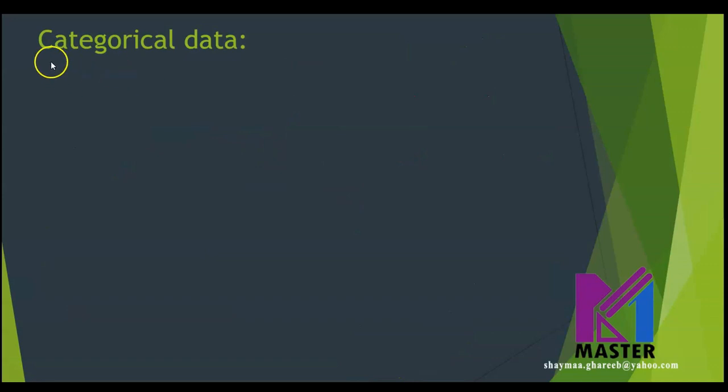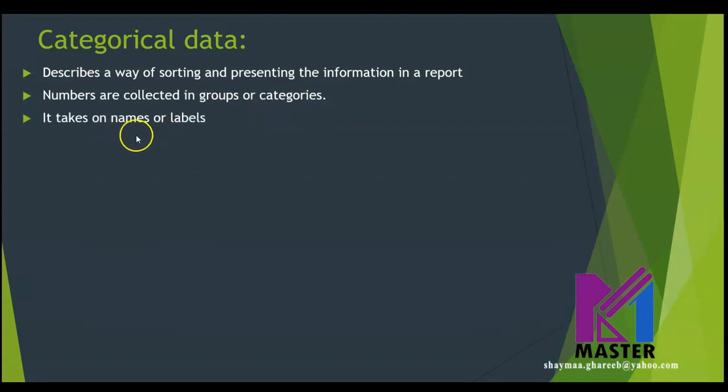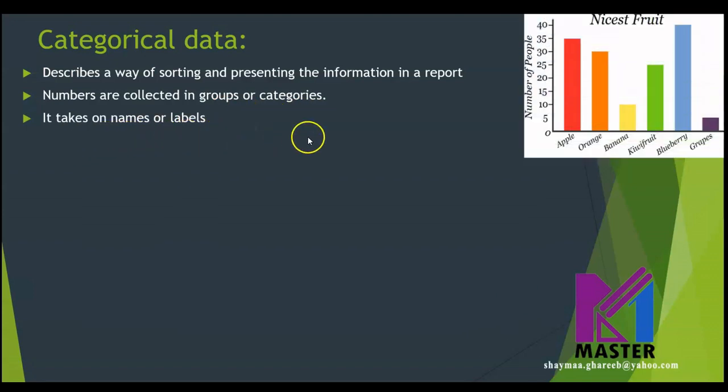Let's start with categorical data. Categorical data describes a way of sorting and presenting the information in a report. Numbers are collected in groups or categories. It takes on names or labels, such as this example here. Can you see the data here are names of fruits?